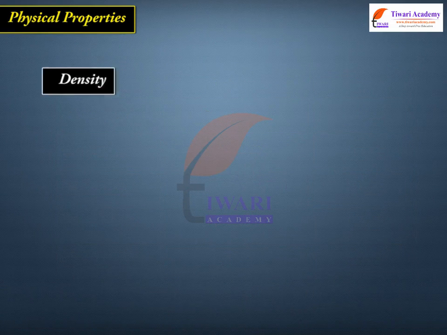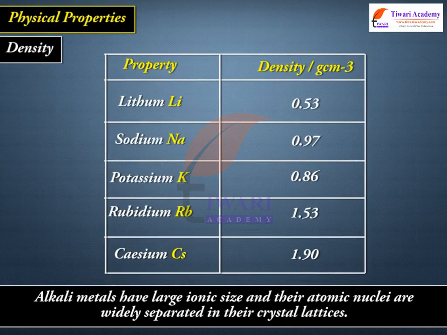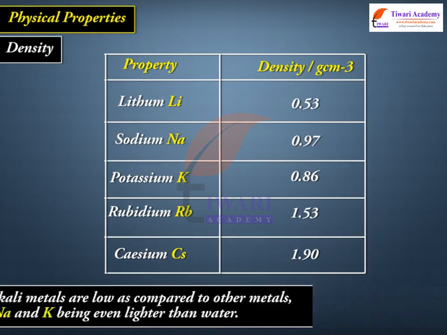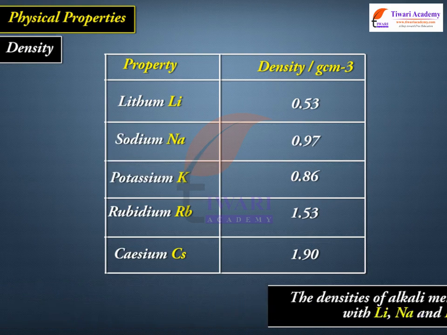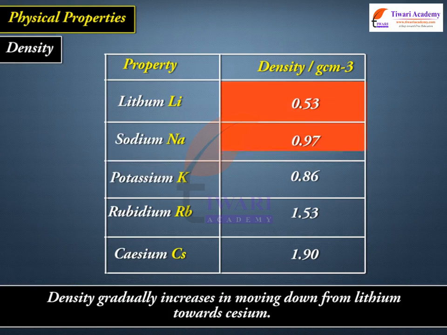Density. Alkali metals have large ionic size and their atomic nuclei are widely separated in their crystal lattices. The densities of alkali metals are low as compared to other metals, with lithium, sodium, and potassium being even lighter than water. Density gradually increases in moving down from lithium towards cesium.